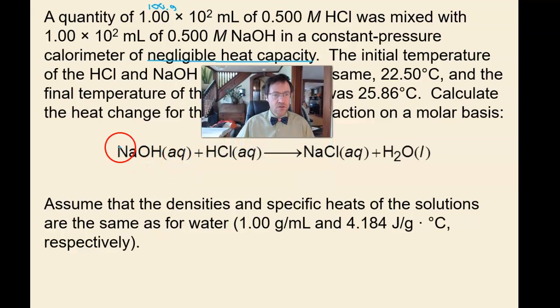Well, that's nice because neutralization is a 1 to 1 to 1 to 1 ratio, so everything's going to be a 1-to-1 ratio. Assume that the densities and specific heats of the solutions are the same as water, 1 gram per milliliter and 4.184. All right.